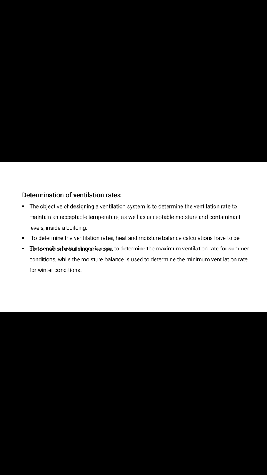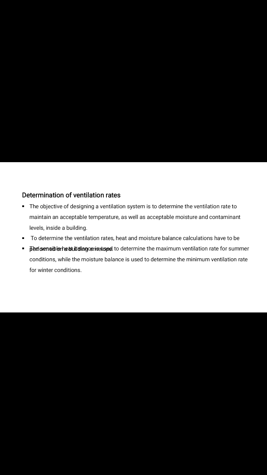The next important topic is determination of ventilation rates. The objective of designing a ventilation system is to determine the ventilation rate to maintain an acceptable temperature as well as acceptable moisture and contaminant levels inside the building. To determine the ventilation rates, heat and moisture balance calculations have to be used. The sensible heat balance is used to determine the maximum ventilation rate for summer conditions, while the moisture balance is used to determine the minimum ventilation rate for winter conditions.